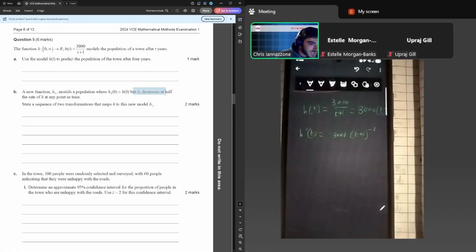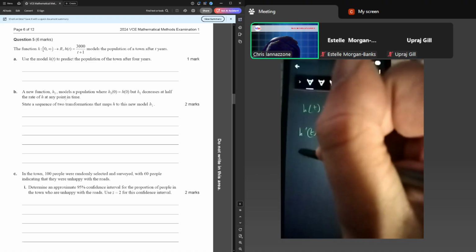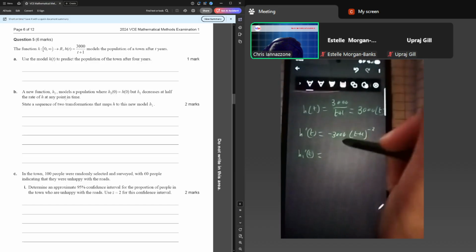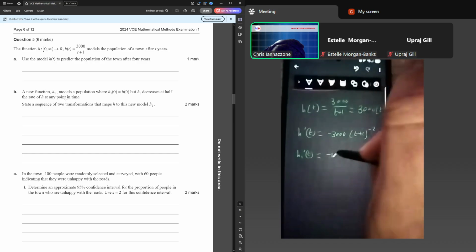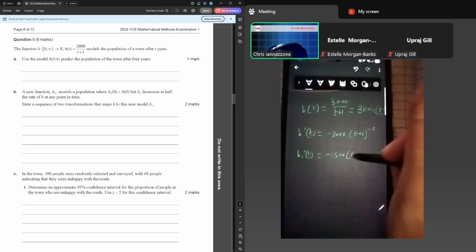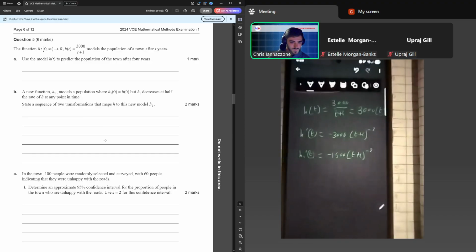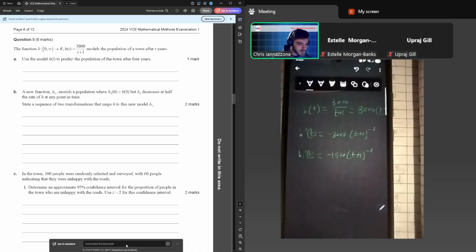Now, the statement was h1 decreases at half the rate of h. So essentially, h1 dash of t is half of h dash of t. Negative 1500 (t plus 1) to the power negative 2. So that gets us that.